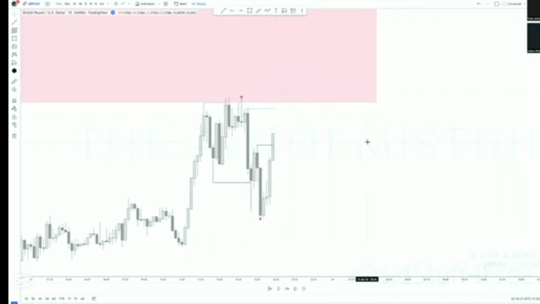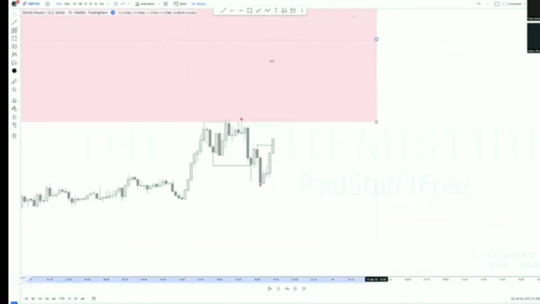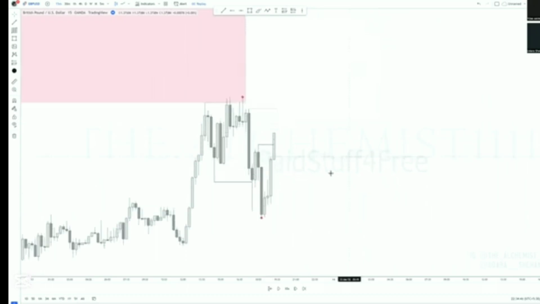So what's a turtle soup? If you know ICT terms, you know what a turtle soup is. Selling above old highs and buying below old lows without a point of interest. But yeah, ICT's turtle soup, of course, has around a 15 to 30 pip stop loss. But what we do is we sell it from above that high like this, stop loss above the strong high.